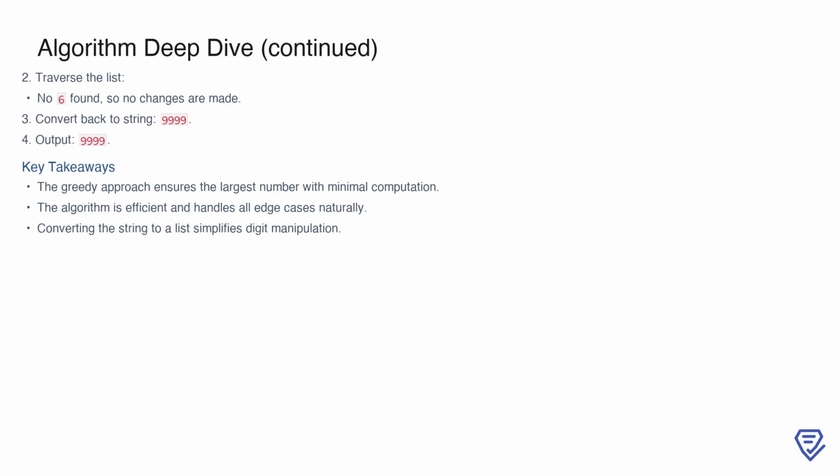The algorithm is efficient, operating in linear time, and handles all edge cases, including already maximized numbers and single-digit inputs, without requiring additional checks. Converting the string to a list simplifies the process of modifying digits, making the implementation both clean and effective. This makes the solution robust and well-suited for this problem.